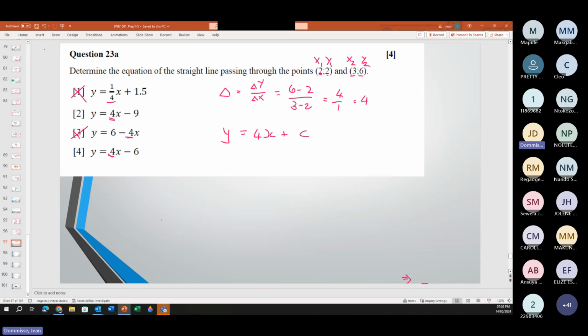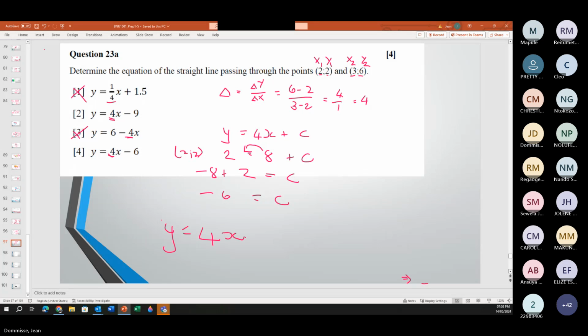Okay, so now we can put in any one of those 2 points into x and y. So let's put in point 2 and 2. So y is equal to 2. X is equal to 2. So 2 times 4 is 8 plus c. So need to take the 8 to the left-hand side. So it becomes minus 8. Minus 8 plus 2 equal to c. So we can put it back into that formula of y is equal to 4x minus 6. Okay, which is 4x minus 6, which is option 4.